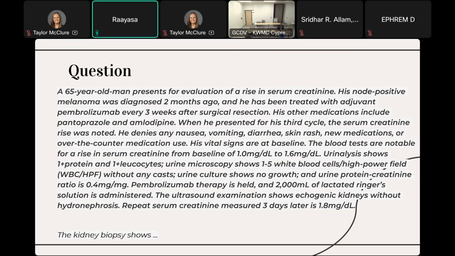What was the question? Sorry, Dr. Rathi. No, you're good. Pembrolizumab is an immunotherapy. I was missing that word. So pembrolizumab is held.